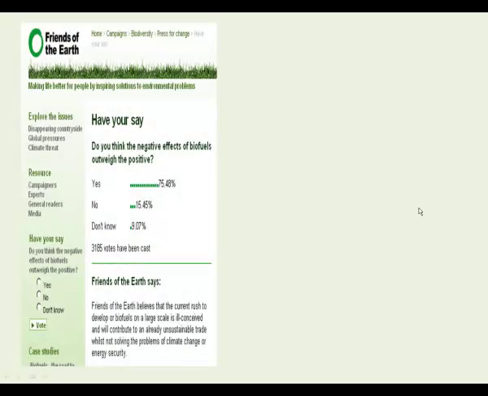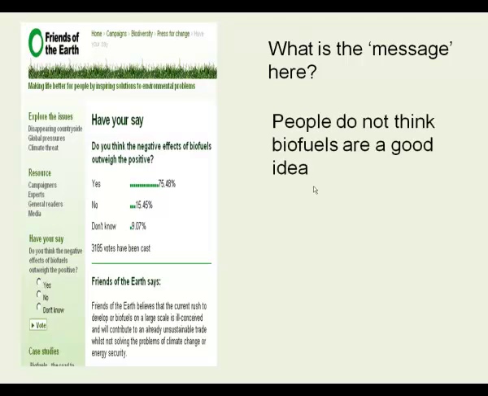And the message here is that the majority of people will think that the negative effects of biofuels outweigh the positive. Okay, that's people's opinion.